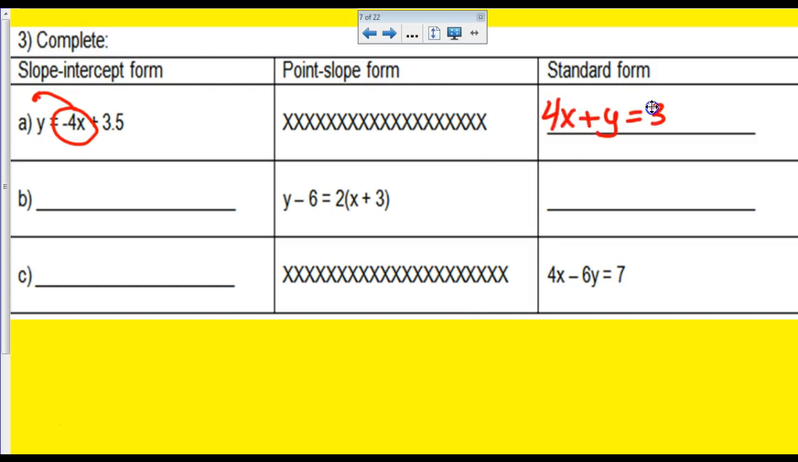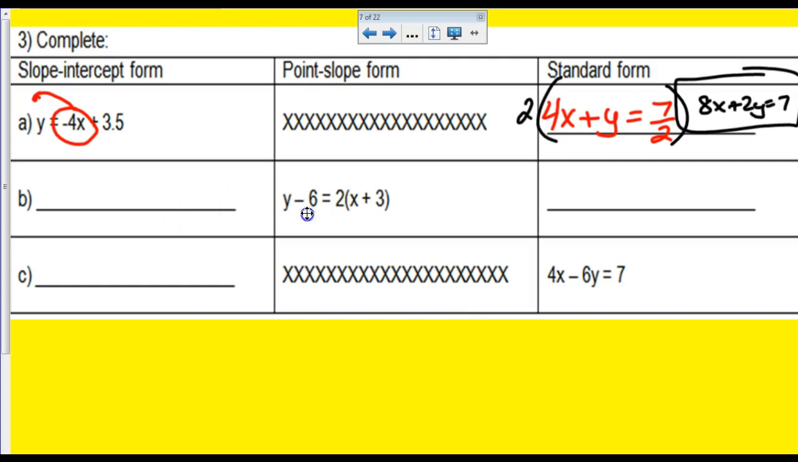And then a lot of kids think, oh, there you go, Brizzo, that's standard form. And I'm going to tell them, unfortunately not. Because 3.5, if you change it to a fraction, that's really 7 halves. And one of the rules about standard form is that you can't have fractions. So now we have to use that LCM technique where I hit everybody by a 2. And then we create an 8x plus a 2y equals 7. That is the standard form for that equation.